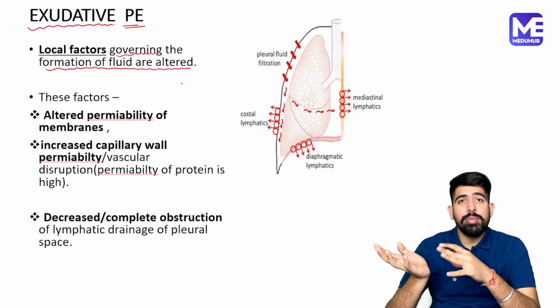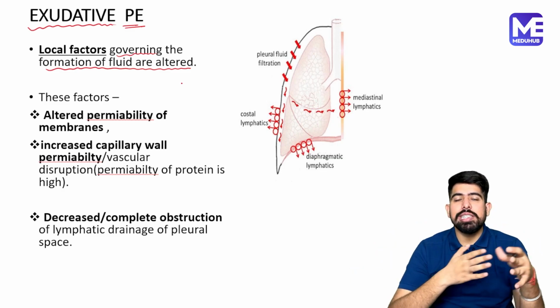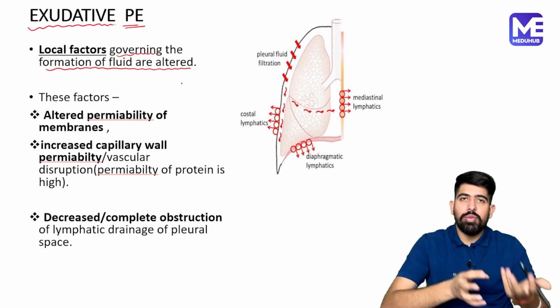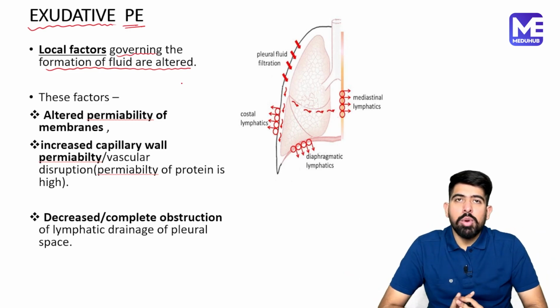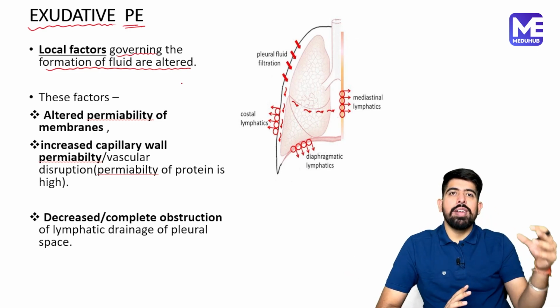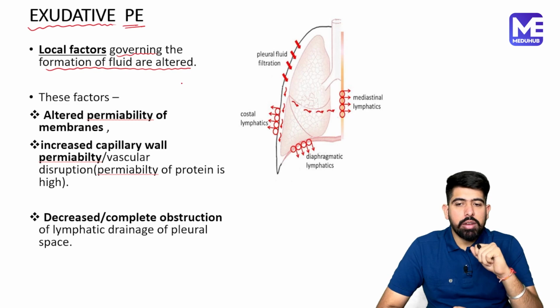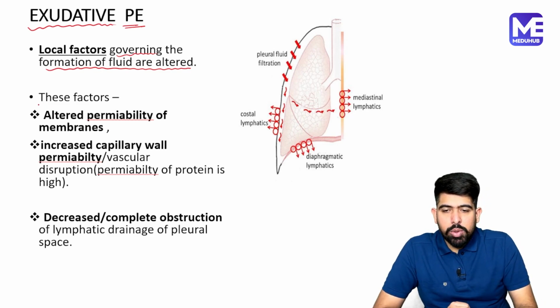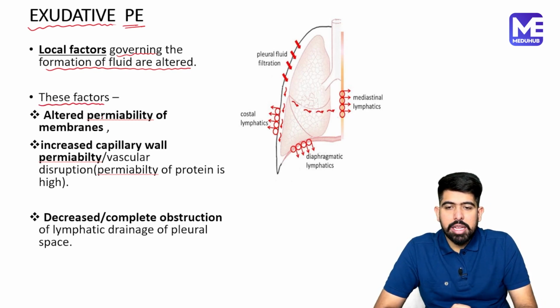Or if the pleural fluid formation is more, more and more fluid will be there, but the lymphatics will remove very little, right? So what are these local factors? Please listen to this. The first is altered permeability of the membrane.